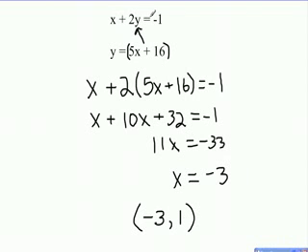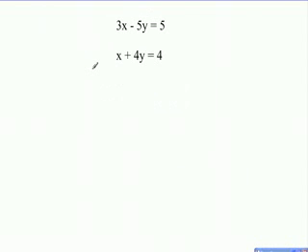That solves both of these simultaneously, and it is a good idea to go back and check to make sure it does work in the other equation, which it does. The last one, as you notice here, a little bit trickier. You have to make a decision which variable to solve for.